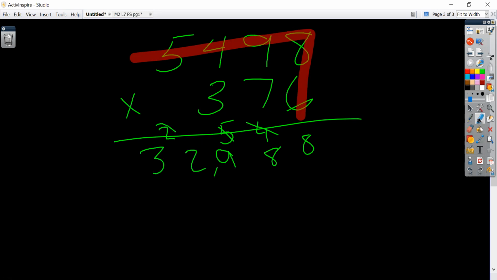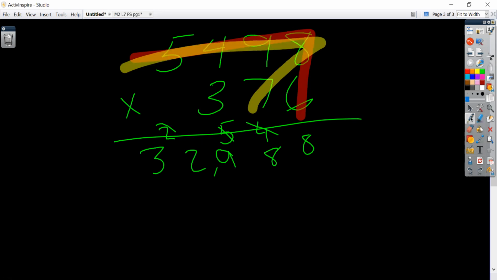All right, now that we've finished with our ones, we can go to 10 times the top number. Now we want to make sure we represent our tens place with the 0 in the ones place so that we start right in the tens place.